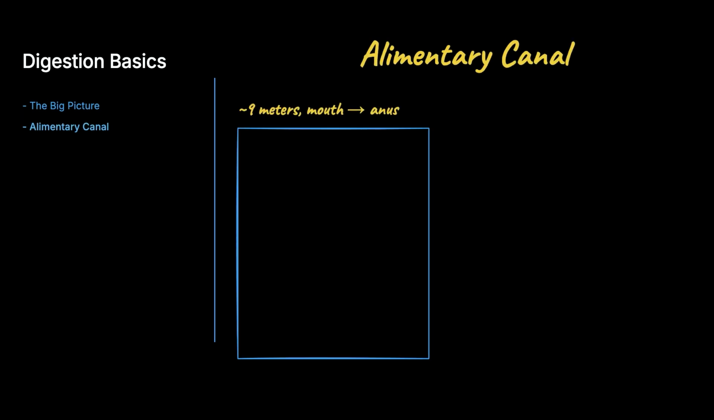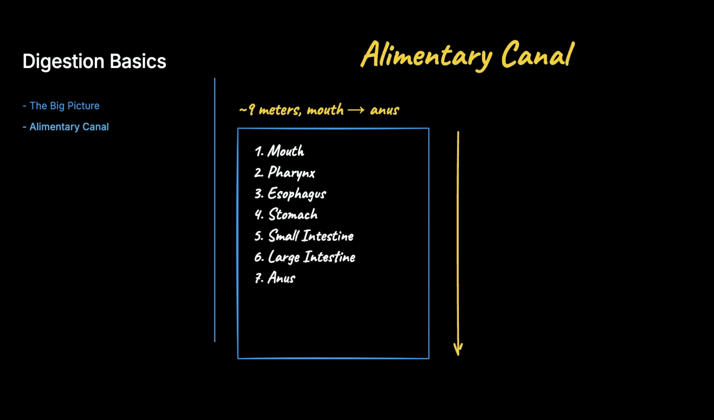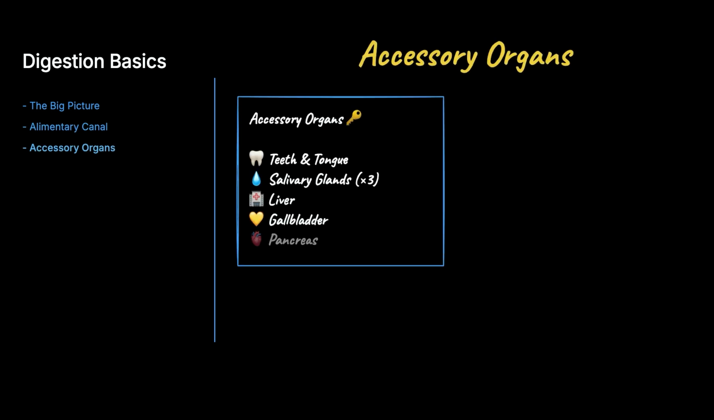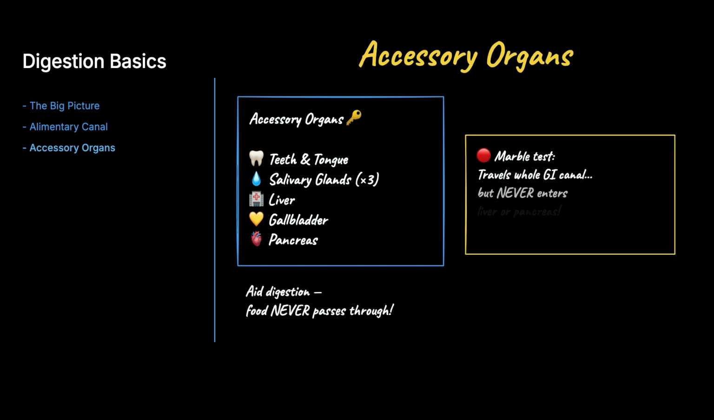The system has two parts. First is the alimentary canal, a continuous muscular tube about 9 meters long, running from mouth to anus. Food actually passes through it. In order, it includes the mouth, the pharynx, the esophagus, the stomach, the small intestine, and the large intestine before reaching the anus. The second part is the accessory organs, which aid digestion but never have food pass through them. These include the teeth and tongue, 3 pairs of salivary glands, the liver, the gallbladder, and the pancreas. If you swallowed a marble, it would travel the whole canal, but never enter the liver or pancreas.